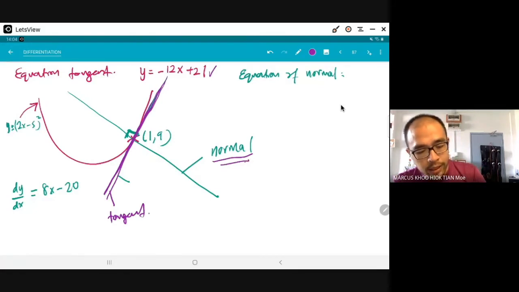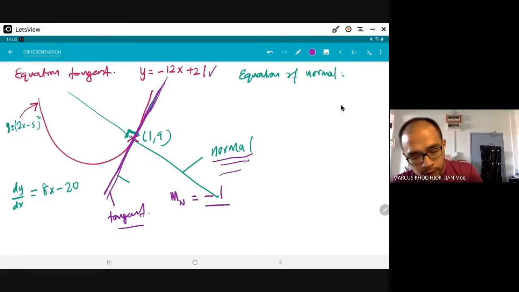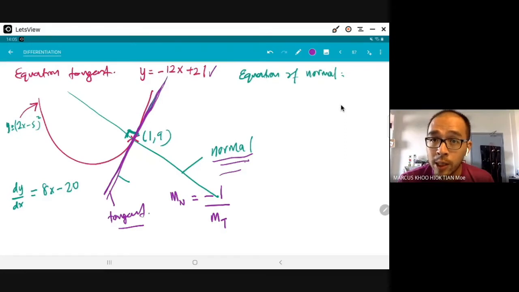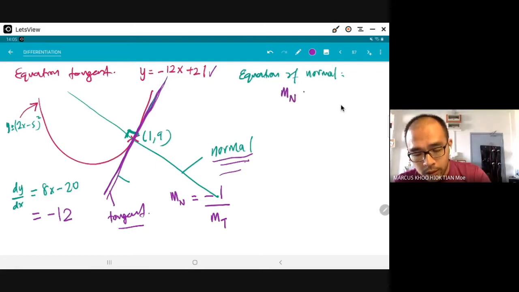And just now you said that the relationship between this gradient and this gradient is M1 M2 equals -1. If it helps, you can also say that the normal gradient equals -1 over the tangent gradient. So in order for you to find the equation of the normal, you have to find the gradient of the normal. According to you just now, the gradient of the tangent should be -12, right? Is that -12? The gradient of the tangent? -12, right? Okay, so the gradient of the normal equals -1 over -12.